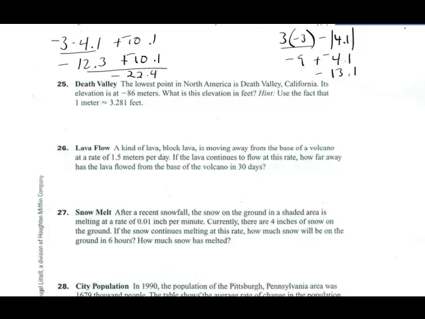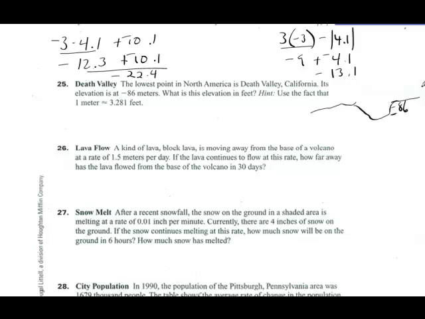All right, we're actually going to do 25. The lowest point in North America is Death Valley, about 400 some miles from here. Its elevation is at -86 meters. So if here is Death Valley, from here to here is -86 meters, so about a football field. What is the elevation in feet?